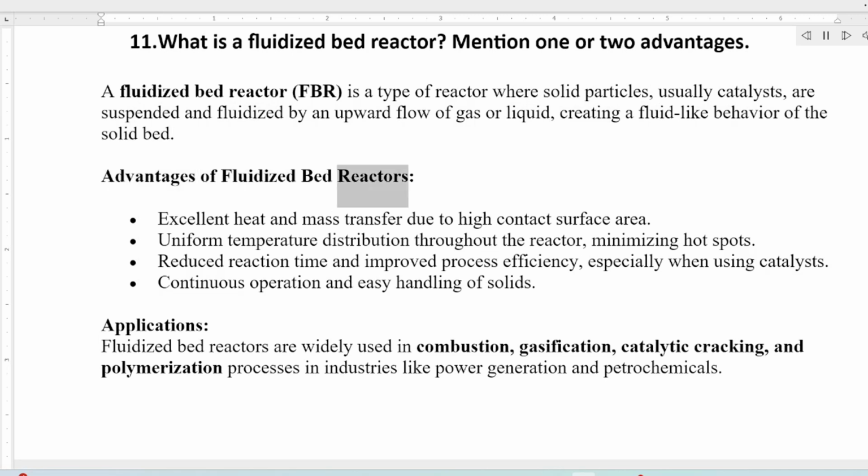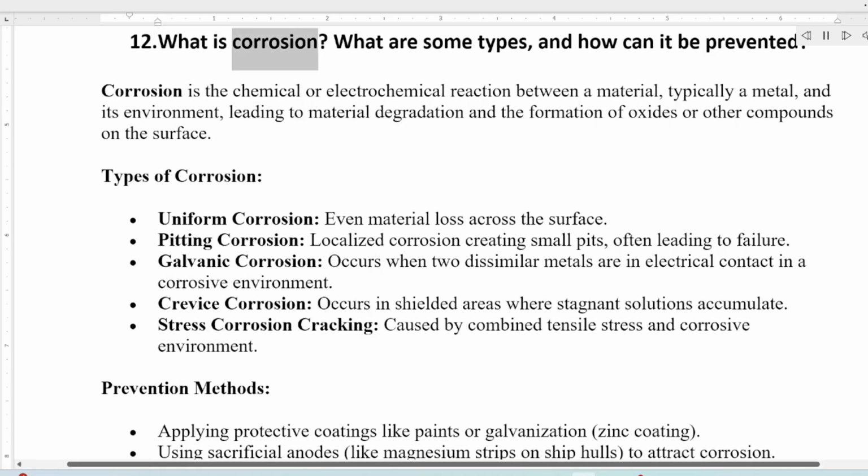Advantages of fluidized bed reactors. Excellent heat and mass transfer due to high contact surface area. Uniform temperature distribution throughout the reactor, minimizing hot spots. Reduced reaction time and improved process efficiency, especially when using catalysts. Continuous operation and easy handling of solids. Applications. Fluidized bed reactors are widely used in combustion, gasification, catalytic cracking, and polymerization processes in industries like power generation and petrochemicals.